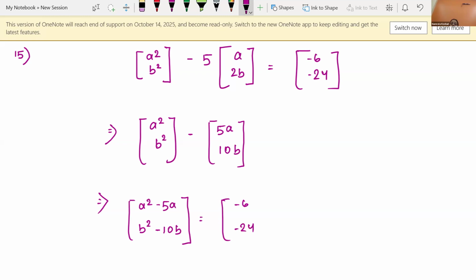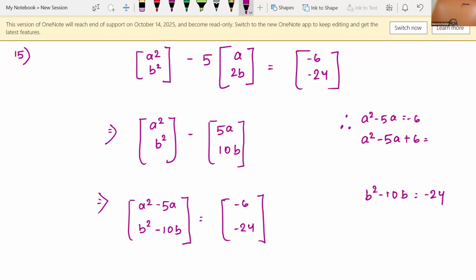If these two matrices are equal with each other, that means we can compare the elements. Therefore, we will say that a square minus 5a must be equal to minus 6, right? Yes. And b square minus 10b must be equal to minus 24, right? Yes. For now you are not able to solve these two equations together because both contain different variables, so you can make it quadratic over here only: a square minus 5a plus 6 is equal to 0.